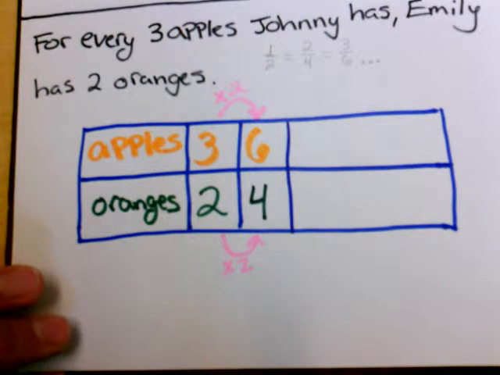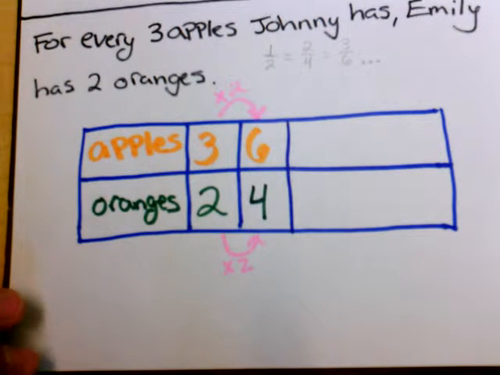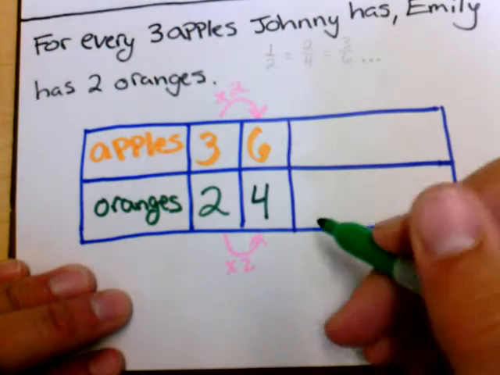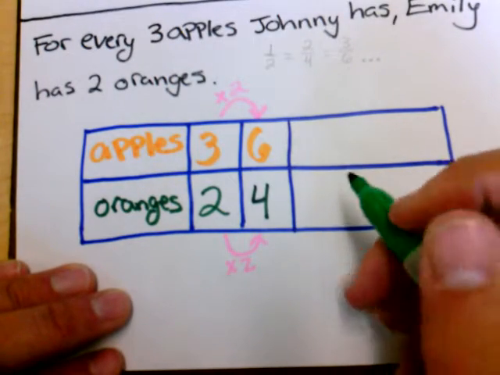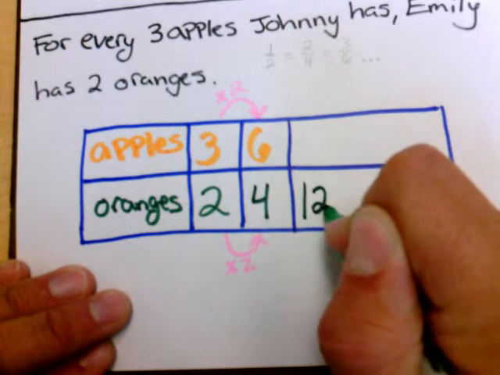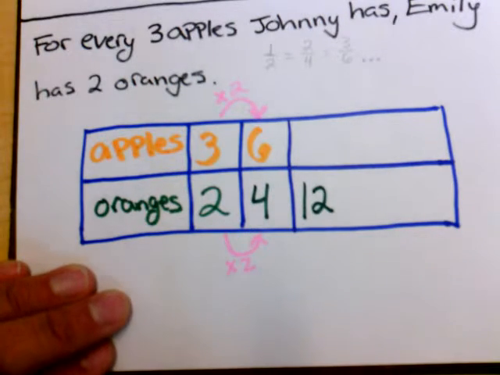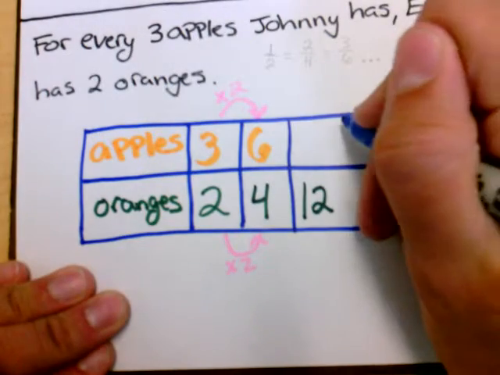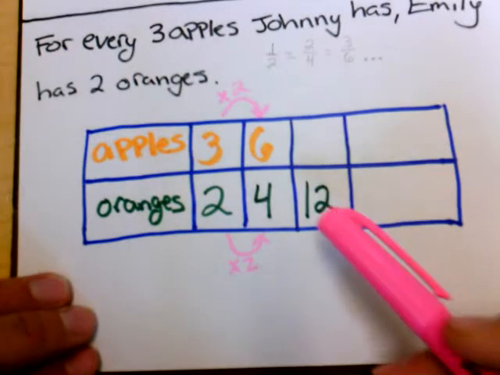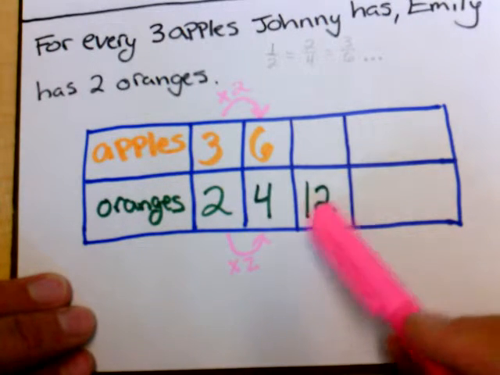Now, let's go a little bit farther. What if we said that we want to figure out if Emily, so we're going to be on the bottom now, what if Emily has, we'll say, 12? What if Emily has 12 oranges? How many apples is Johnny going to have? Well, we have to ask ourselves the same thing. How do I get up to 12?